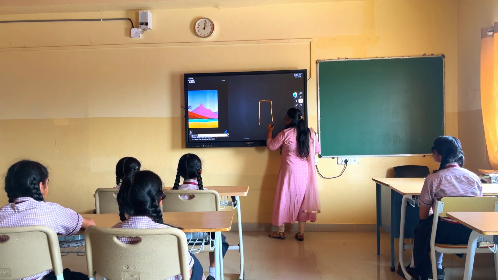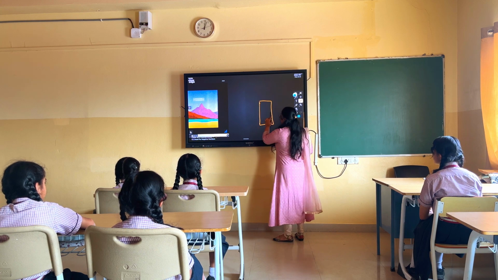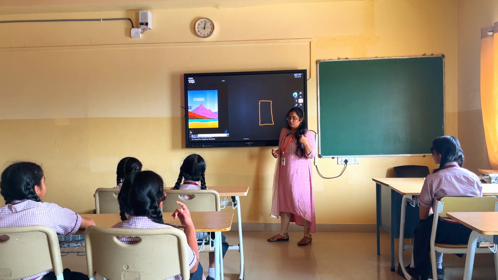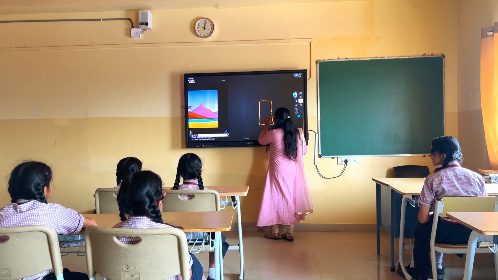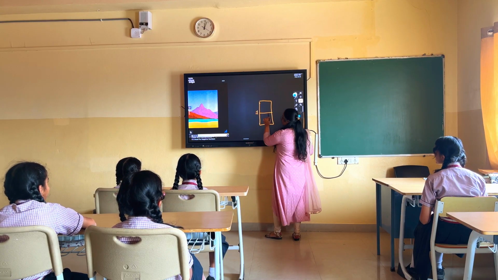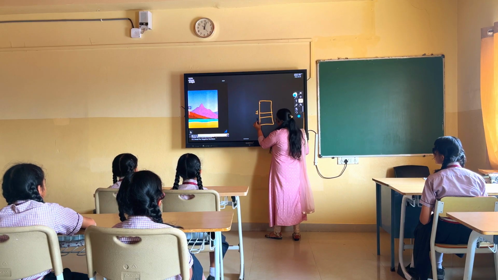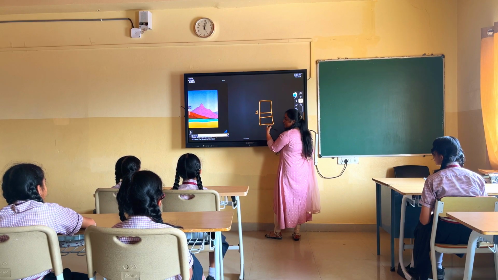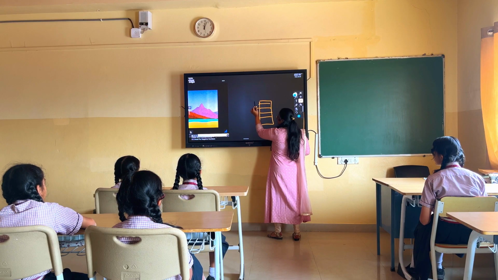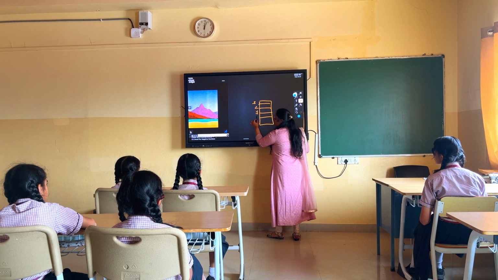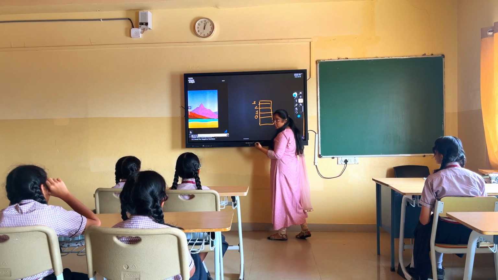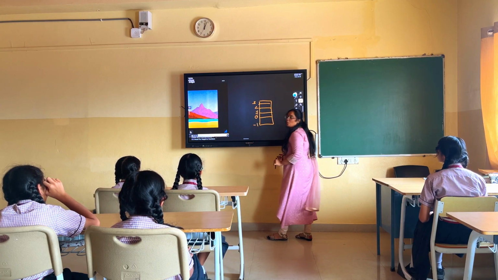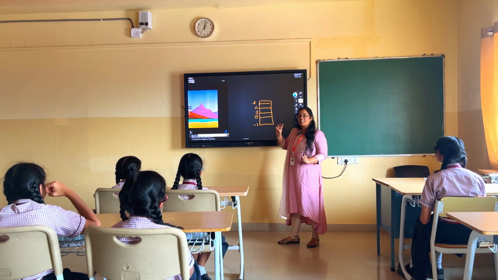It looks like a building. And which floor are we in? First floor, right? Other than the first floor, we have a ground floor and a basement, and a second floor, third floor. We consider the ground floor as 0. And the basement will be what now? Minus 1. That is how integers work.